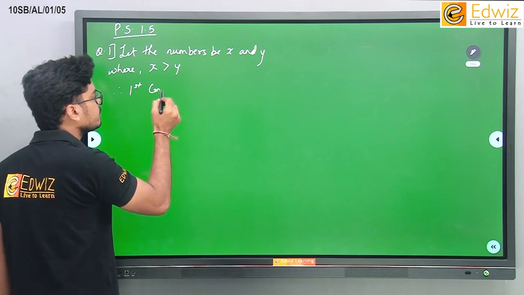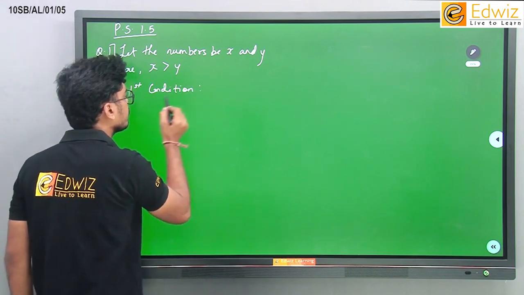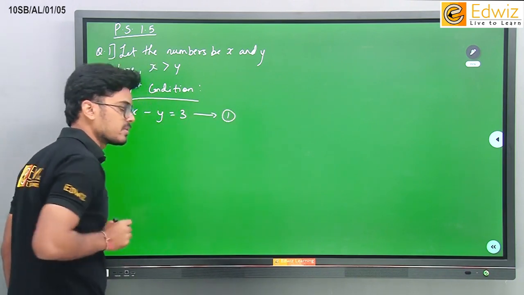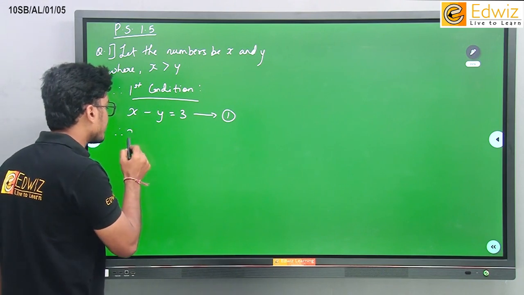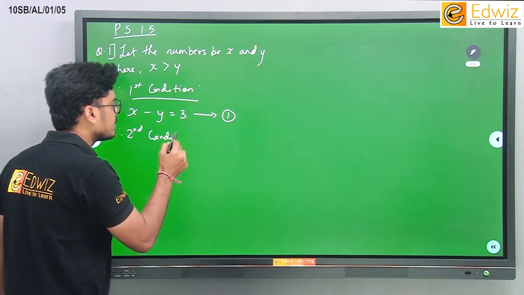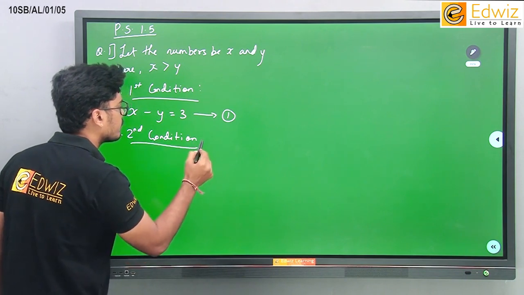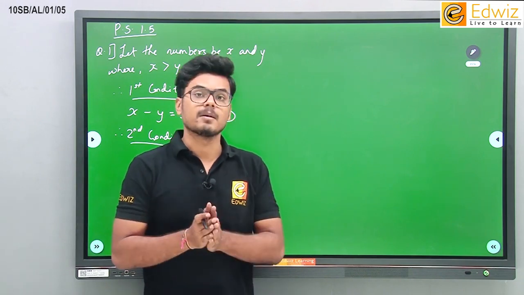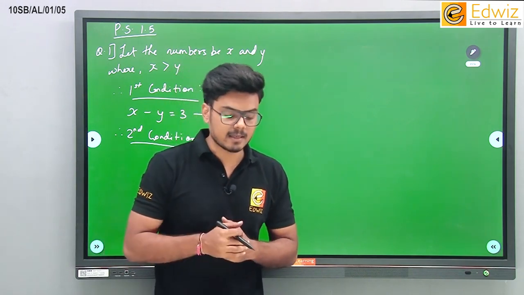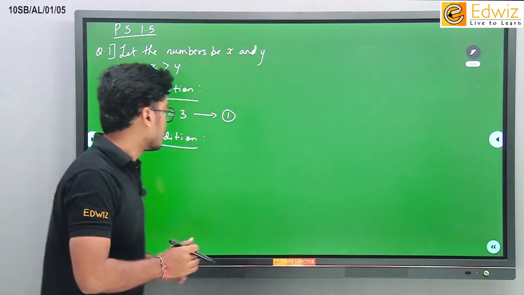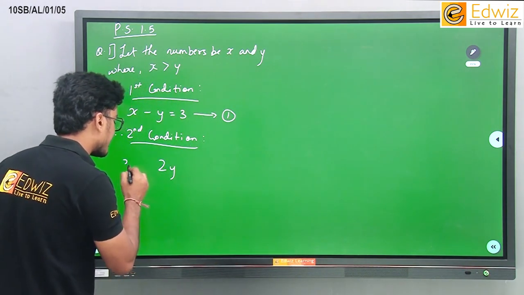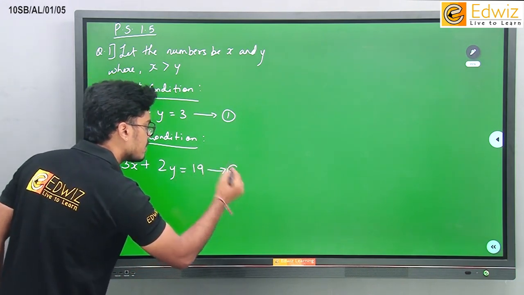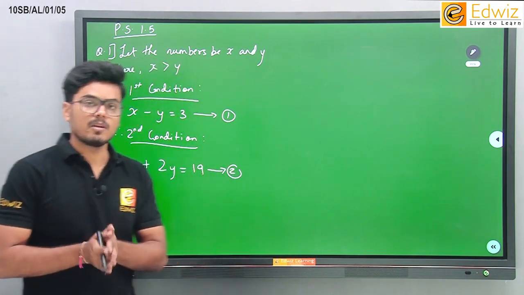First condition, x minus y is 3, which gives me my first equation. ठीक है, second condition भी दिया हुआ है. Let us read the second condition again. The sum of twice the smaller number, मतलब 2y, and thrice the greater number, 3x, is 19. तो twice the smaller number और thrice the greater number दोनों का addition is 19. This is the second condition. We just need to solve these two equations.